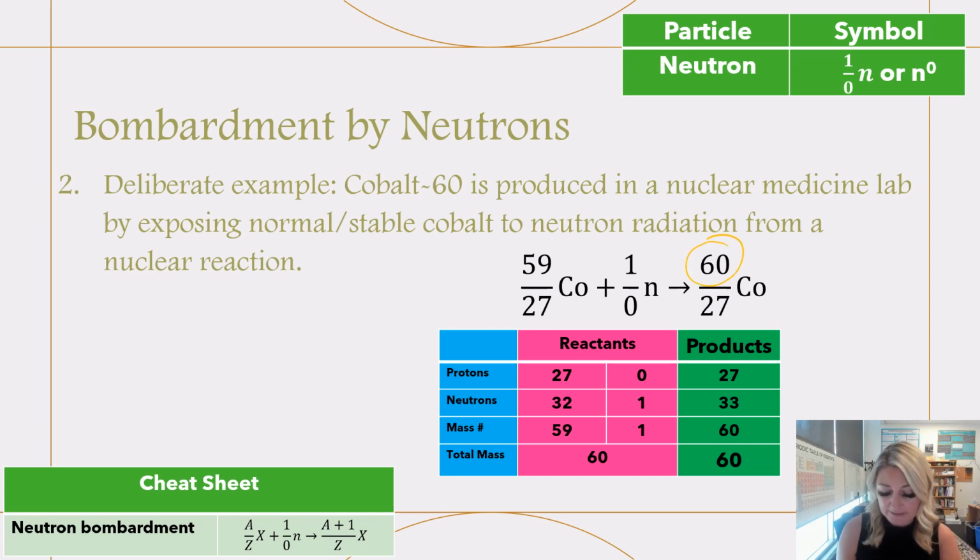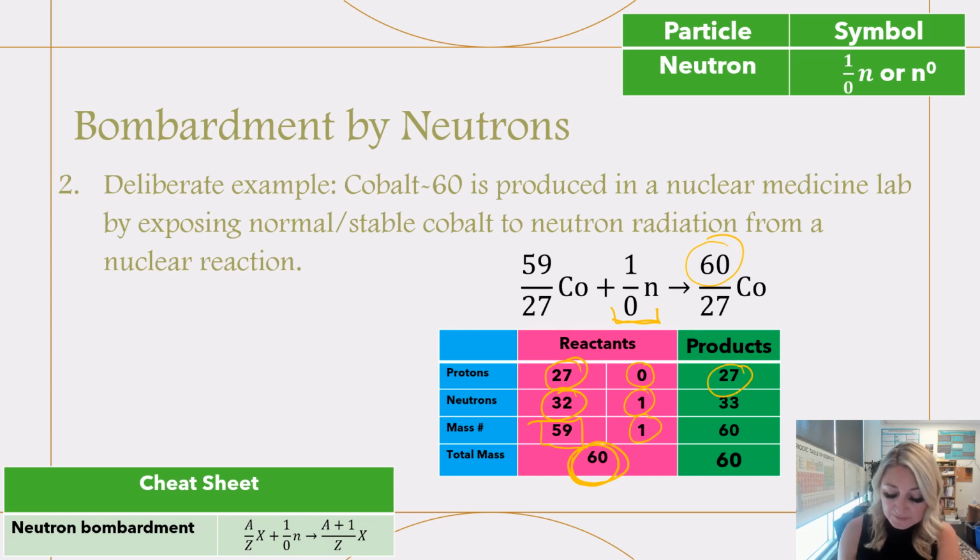Cobalt-60 is our product. We're going to start with cobalt-59, which is a stable isotope of cobalt. We bombard it with a neutron, forming our cobalt-60. Cobalt has 27 protons. 59 minus 27 is 32 neutrons, giving us a mass on cobalt of 59. Accounting for the neutron that we had, no protons, 1 neutron, a total mass of 1, 60 is our mass on the reactant side. Let's take a look at our product side.